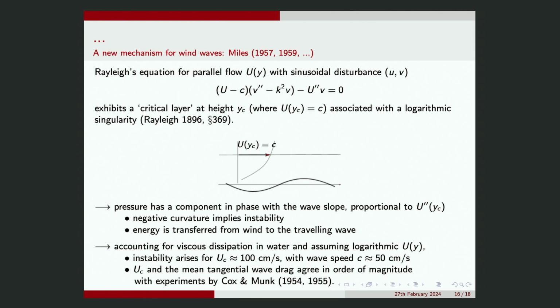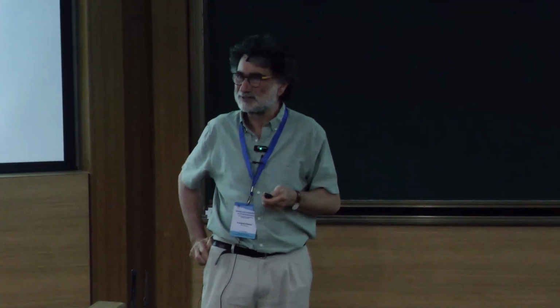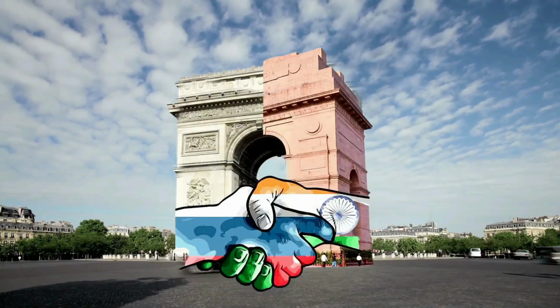And accounting for viscous dissipation in water and assuming a logarithmic profile allows the calculation of a critical velocity, which is about 100 centimeters per second, which is much closer to the observations. However, the mechanism of this instability is not clear in the paper by Miles, and this was clarified by a very nice paper 5 years after that by James Lighthill. But I think I have no time to explain the mechanism. So thank you very much. Long live India and France friendship.